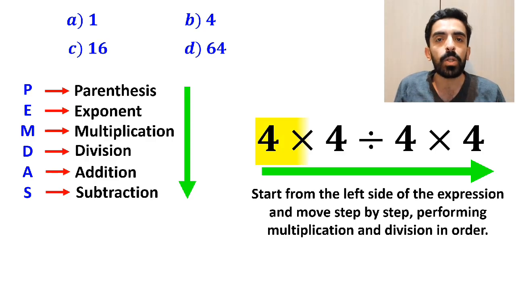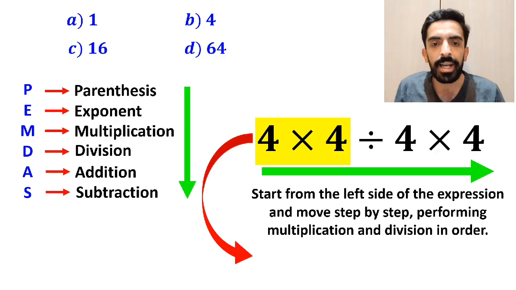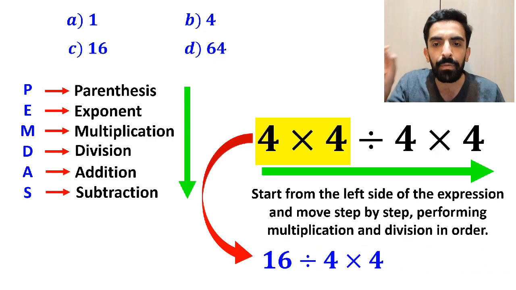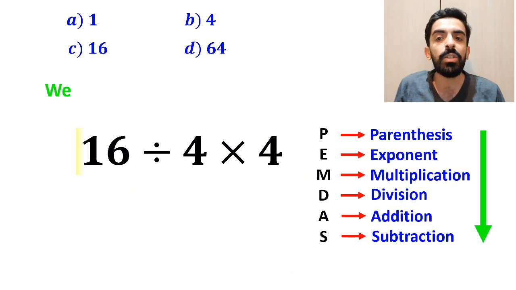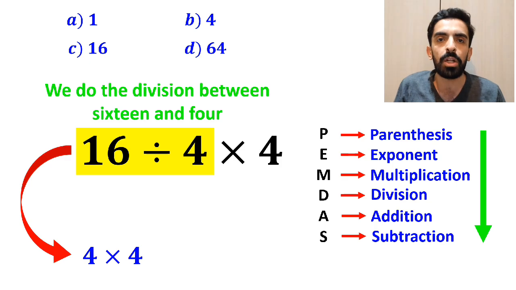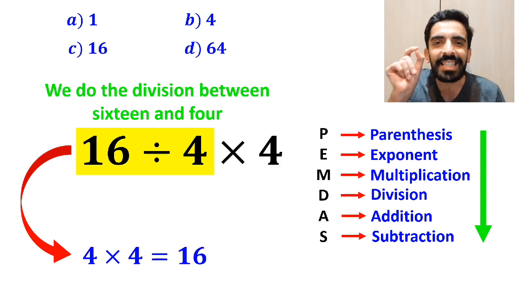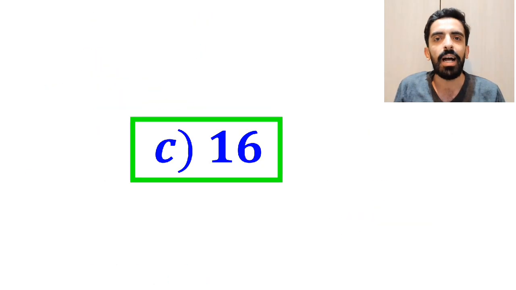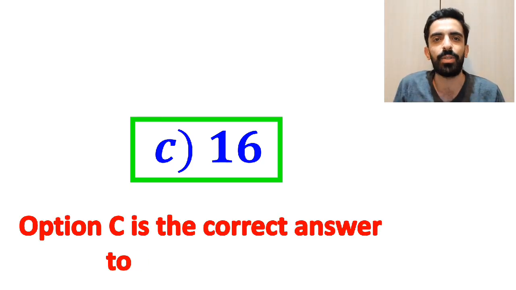First, we perform the multiplication between 4 and 4, which I have highlighted in yellow. And instead of the original expression, we can write 16 divided by 4 then times 4. In the next step, we do the division between 16 and 4, which simplifies the expression to 4 times 4. And finally, the answer becomes 16. Therefore, option C is the correct answer to this question.